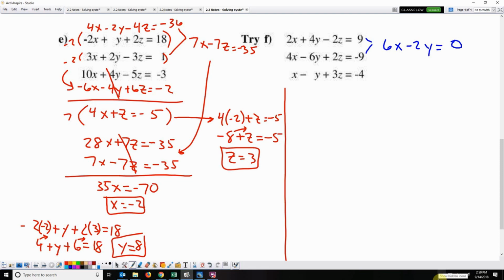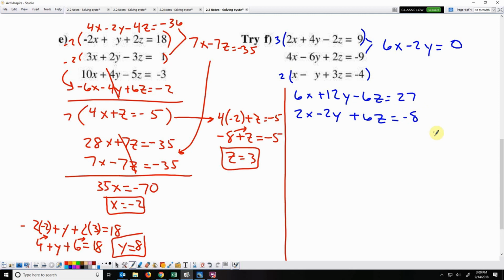Okay, then if I want to eliminate z's another time, now I've got to do a little bit more work. I see the top has a negative z, the bottom has a positive, so I'll use these two. Since there's a 3 here, I'll multiply the top by 3, and there's a 2 here, I'll multiply the bottom by 2. So, across the top, 6x plus 12y minus 6z equals 27. And the bottom multiplied by 2, 2x minus 2y plus 6z equals negative 8.